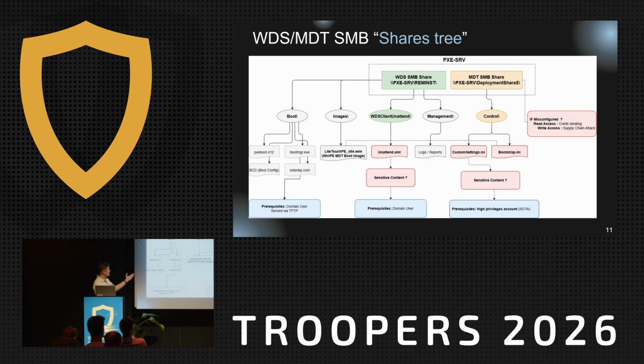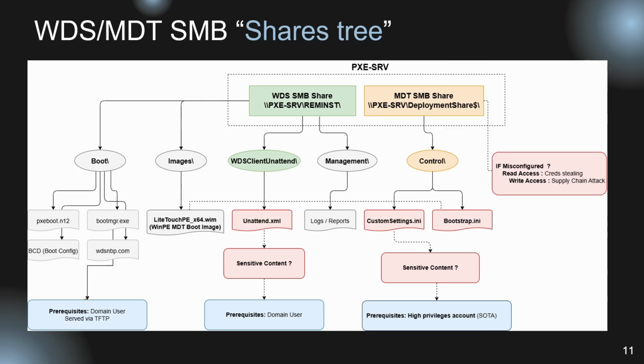A share tree for you to maybe better understand the process. So basically, you have here WDS and MDT on the same core server, and you have four files to monitor as a pen tester. Basically, you have the lighttouch.wim, which is the WinPE MDT boot image. Also, you have the unattend.xml file in the same folder, the WDS client unattend. And you have control, customsettings.ini on the MDT side, and bootstrap.ini.